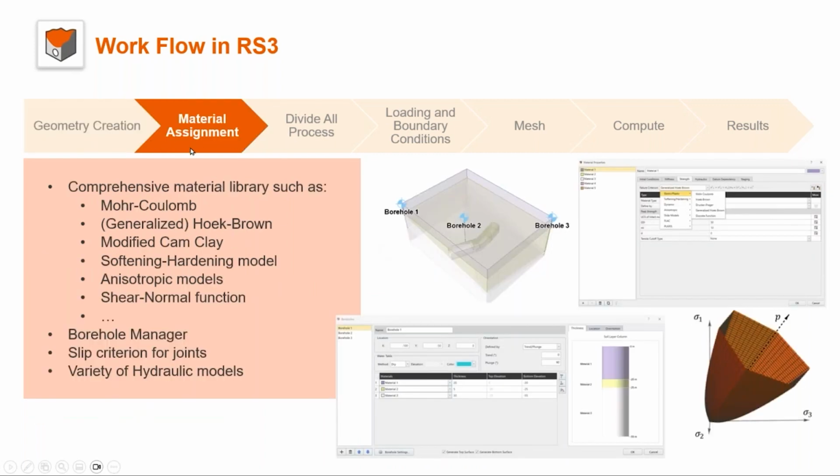Next step is material assignment. In RS2 and also RS3, we have a comprehensive material library for both soil and rock, like Mohr-Coulomb, generalized Hoek-Brown, modified Cam-Clay, softening and hardening models, that you can use to describe what exactly you have in your site. Also, we have a borehole manager where you can define the thickness of each layer, and just by defining the location of the boreholes, we can create the whole geometry for you.